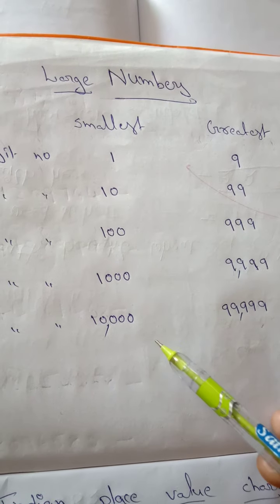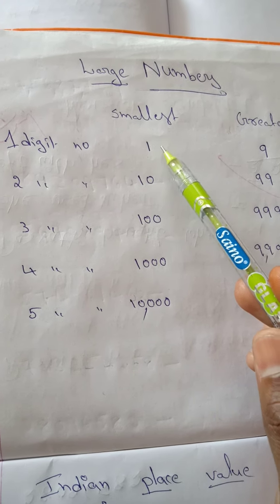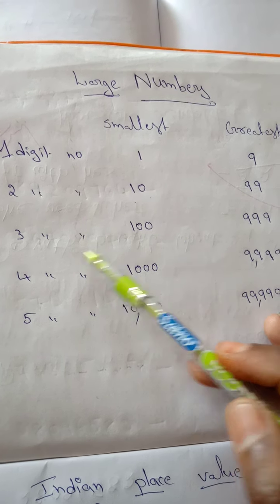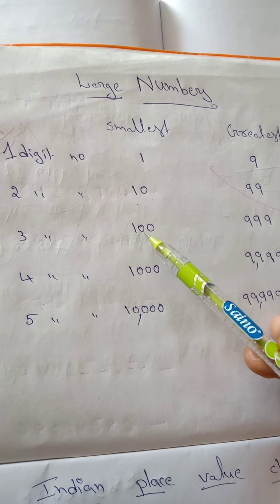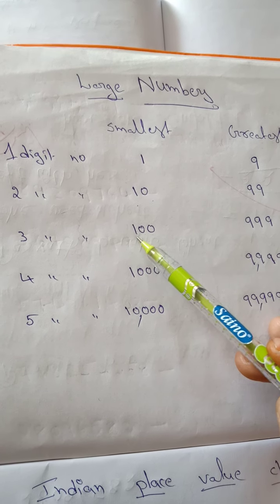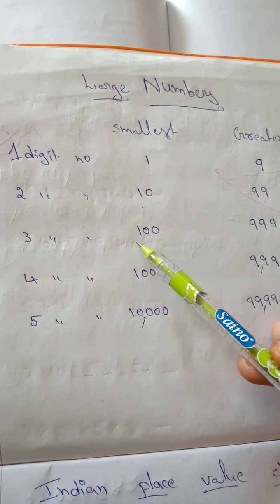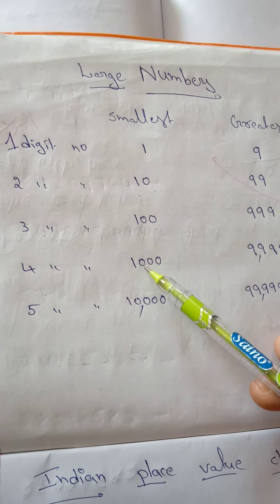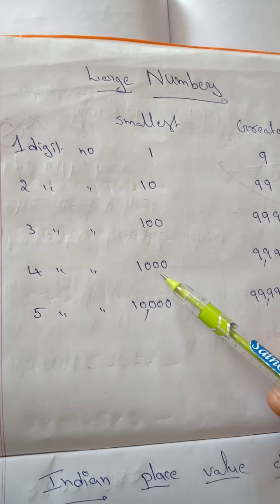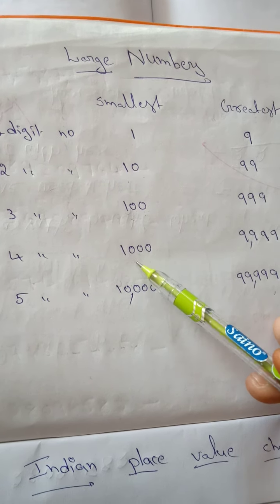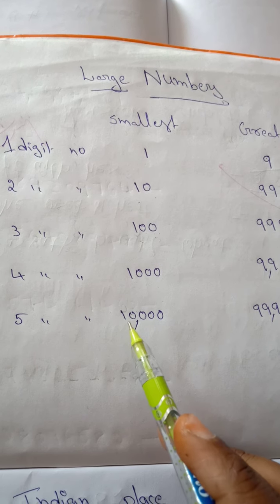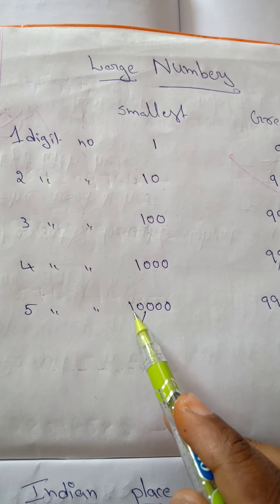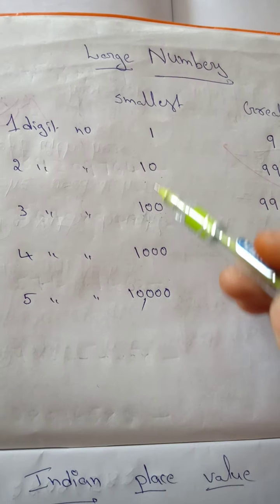What do you observe about these numbers? All the smallest numbers: the 2-digit number is 1 and 0. The 3-digit number is 1 and two zeros. So 1, 2, 3, 3 digits. The first digit should be 1 and the remaining two digits should be 0. Next, the 4-digit smallest number is 1000. So 1, 2, 3, 4. The 5-digit smallest number: 1, 2, 3, 4, 5. Five digits, the first digit should be 1 and the remaining all 0. So these all are the smallest numbers.